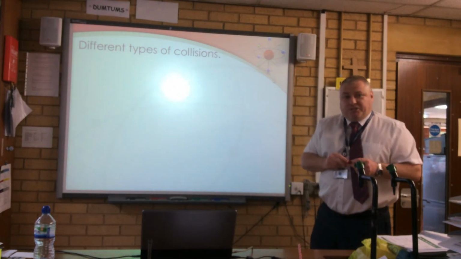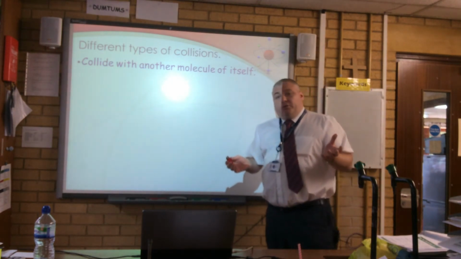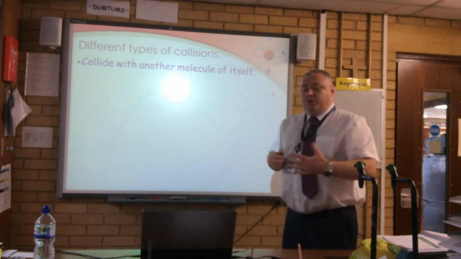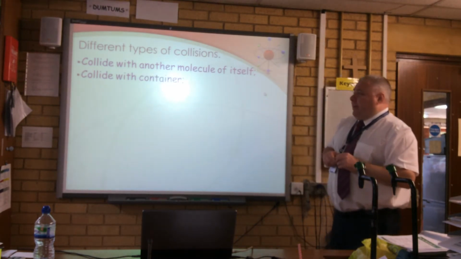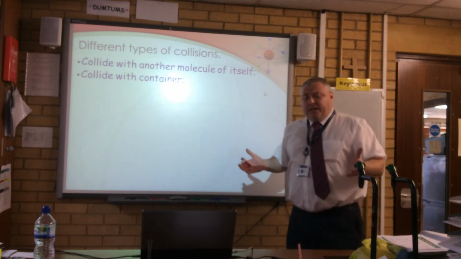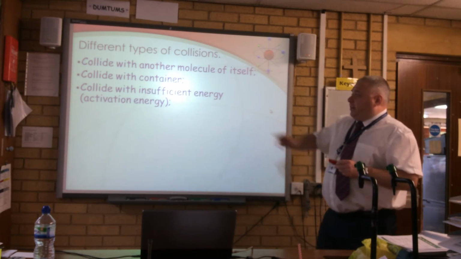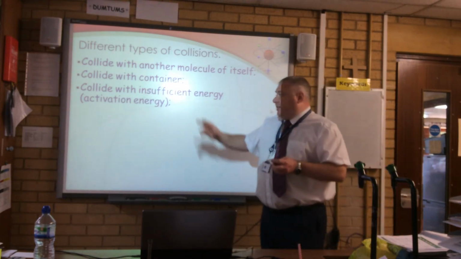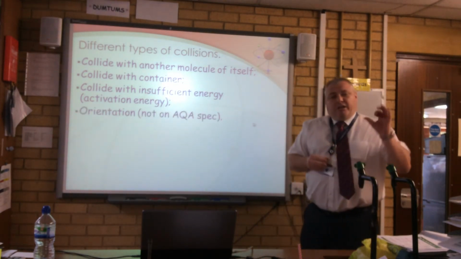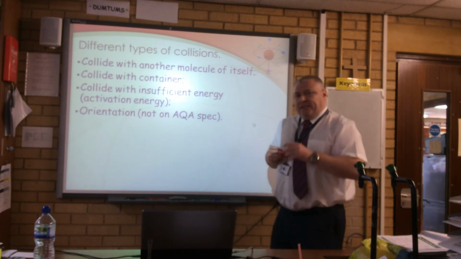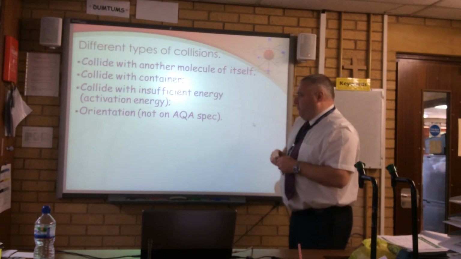The different types of collisions. Well, it could collide with another molecule of itself. Obviously, if it's colliding with the wrong reactant, another molecule of itself, it's not going to initiate a reaction. It could collide with the sides of the container, which again wouldn't lead to a chemical reaction. It could collide with insufficient energy, and that links into my previous point on activation energy. And obviously, one end of the molecule could be the reactive end, and if it doesn't get a collision at that end of the molecule, that could affect the rate of reaction as well.